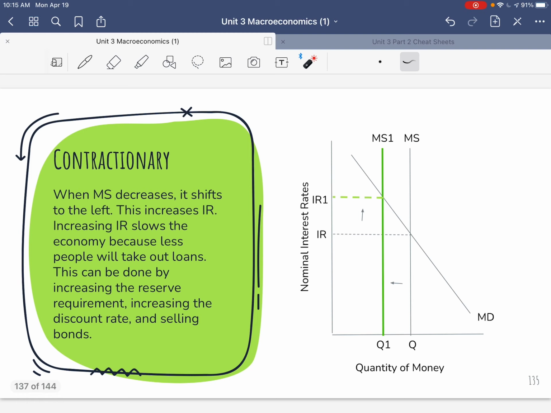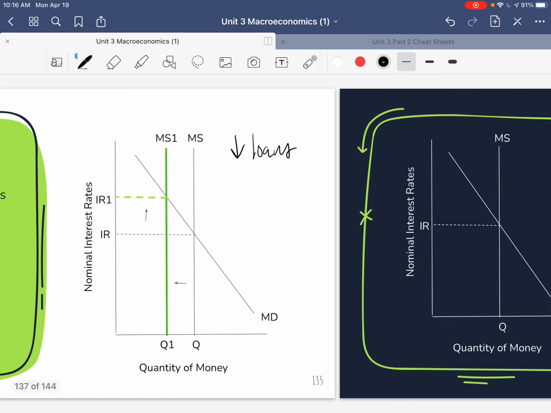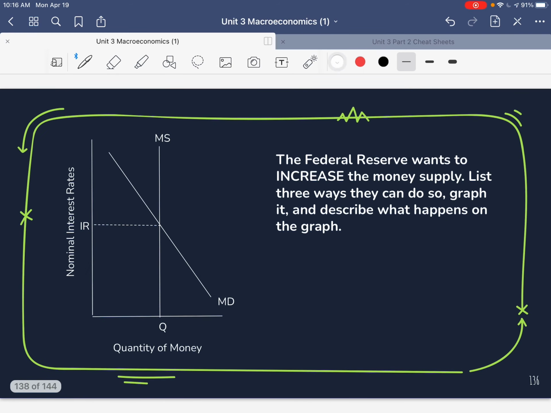Now here for contractionary, when the money supply decreases, it shifts to the left, give it an arrow, call it a new name. Find that equilibrium, that's our new interest rate. Looks like interest rates increase, so that means there's going to be less loans taken out, okay? And the Federal Reserve does this by increasing the reserve requirement, increasing the discount rate, and selling bonds. So let's practice.